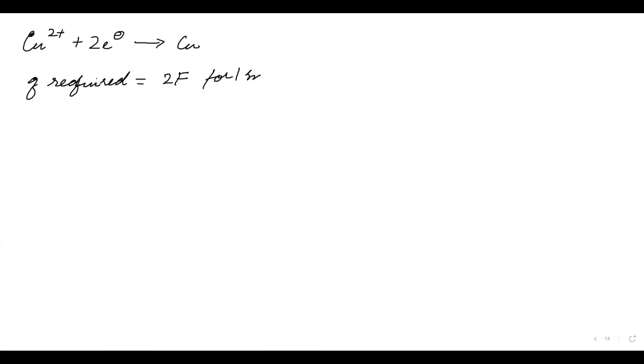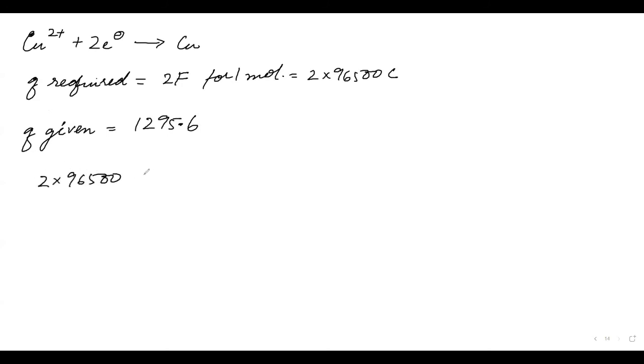See, for Cu, it will be Cu2+ plus 2 electrons giving Cu. Now what will be the charge required? Q required is equal to 2 Faradays, that is for 1 mole. Q given is 1295.6 coulombs. That means for 1 mole, 2 into 96500 coulombs is required.